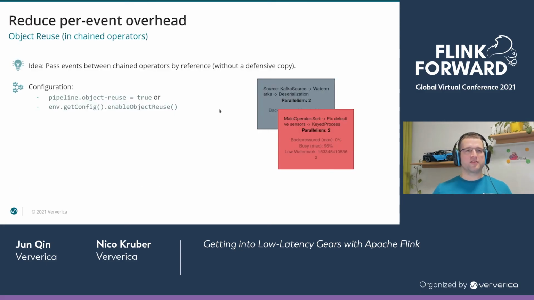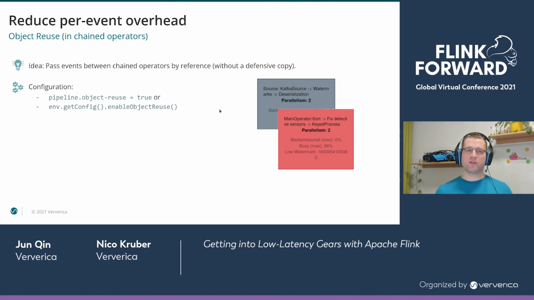The third technique in this category that I'd like to talk about is enabling object reuse. If you have a more thorough look at your tasks, you will eventually see that Flink is chaining a couple of the operators that you put into your job together into an operator chain. Inside those operator chains, whenever you pass an event from the output of one operator to the input of the next operator, Flink is doing a defensive copy. So the new operator gets a completely separate instance, and you can do whatever with it. It would never affect the previous operator.